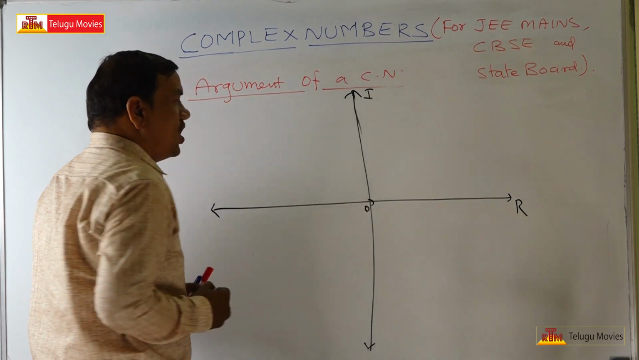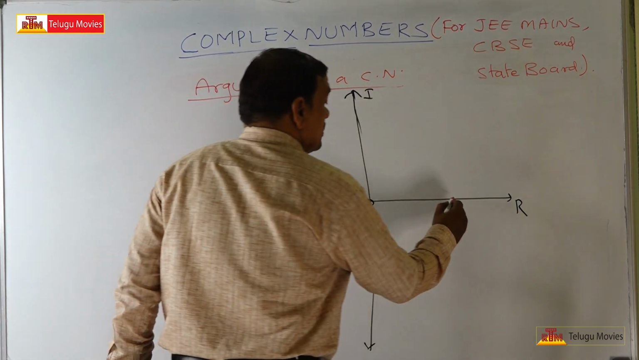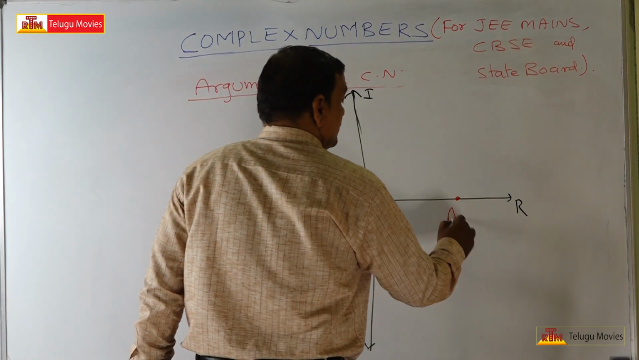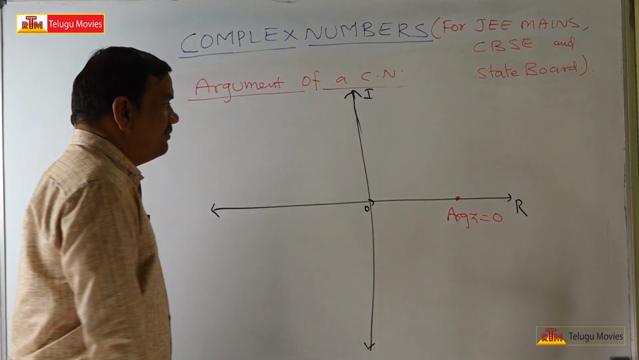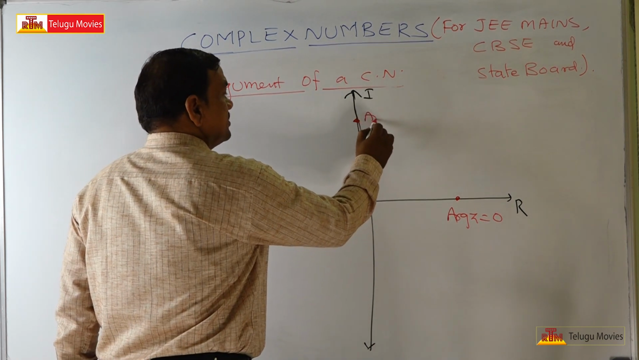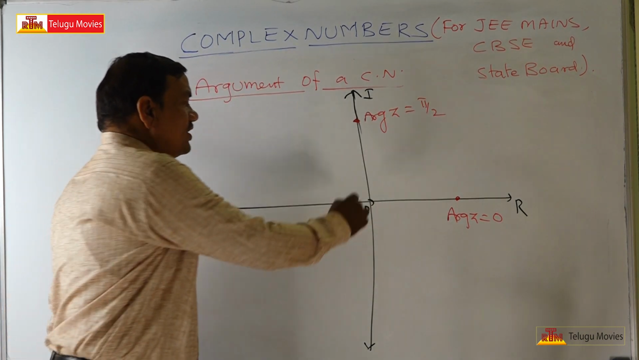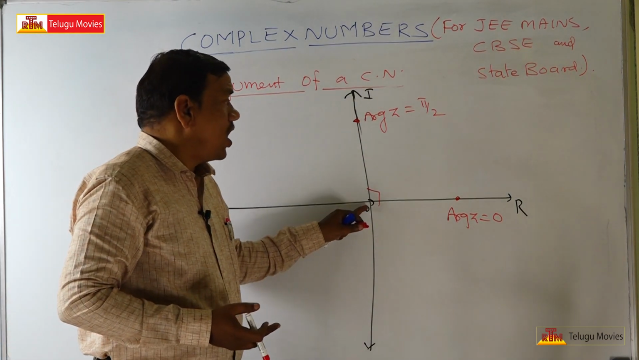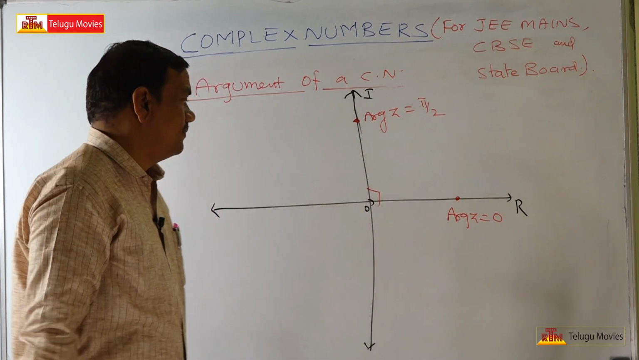Okay, now of course this is the origin. First, if the complex number lies on the positive real axis, its argument is 0, 0 degrees or 0 radians. If the complex number lies on the positive imaginary axis, its argument is pi by 2 or 90 degrees. Why? Because the angle made by the line joining the origin to that complex number with the positive real axis is 90 degrees. Okay, now.